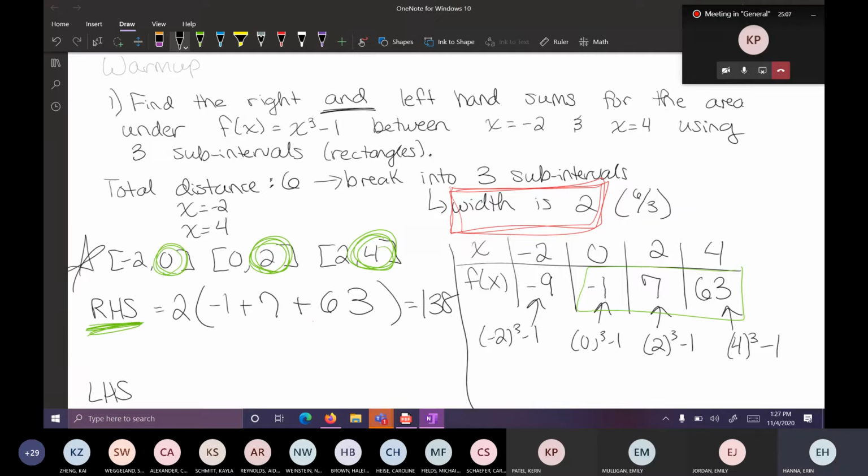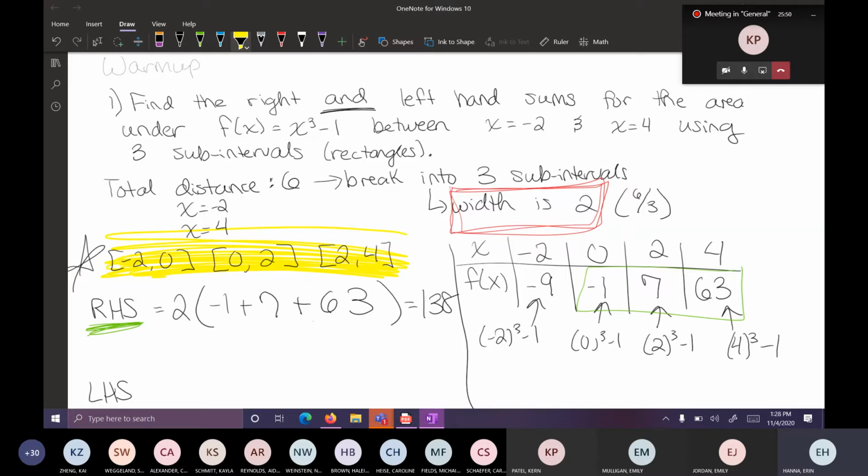So Sarah, right here, I have the 3 intervals that I'm working over because I'm breaking it up into 3 rectangles. I'm going from -2 to 0, 0 to 2, and 2 to 4. So what the right-hand sum does is it says, take the interval you're looking over. So the first one we're looking over is -2 to 0, and use the right-hand endpoint for your y value. So we're not using the -9 because that comes from the -2, which was a left endpoint. So we're only using the values from the right endpoints of these intervals. So that's why we're only using the values at 0, 2, and 4.